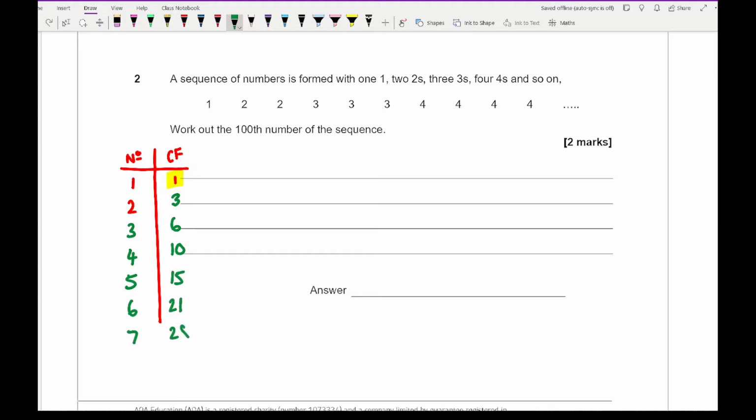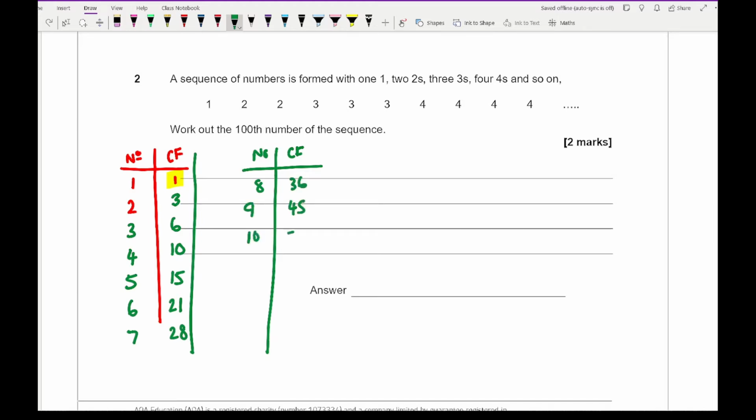Then add 5. Then add 6. Then add 7. And then if I just continue the list, number and CF, I've got 8, which is therefore going to have 36, 9, which is going to have 45, 10, which is 55, 11, then add 11 to 55, so that's going to be 66, 12, add 12 to 66, which gives me 78, add 13 to that, that's going to give me 91, and then 14 is going to give me 105. So looking at the cumulative frequency values, 100 is going to be the number 14. So that there is my final answer.